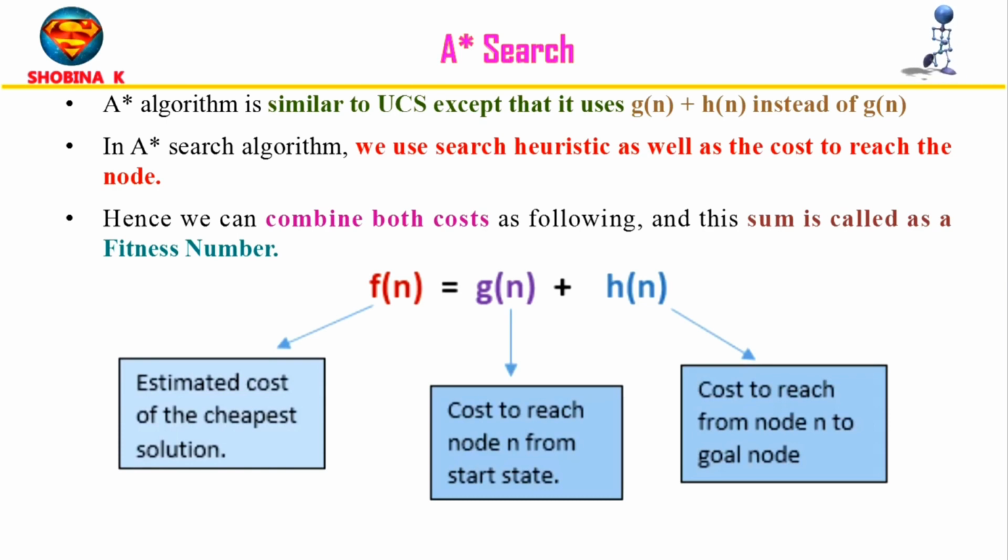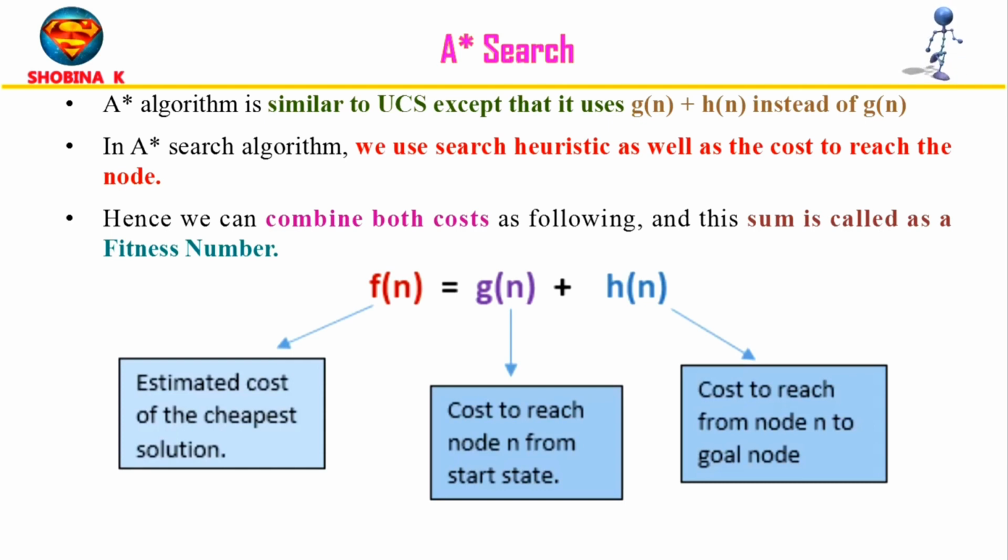And g of n is the cost to reach the node n, that is, it gives the path cost from the start node to node n. And h of n is the cost to get from the node n to the goal node. It is the estimated cost of the cheapest path from node n to the goal node. And f of n will give the estimated cost of the cheapest solution through n.